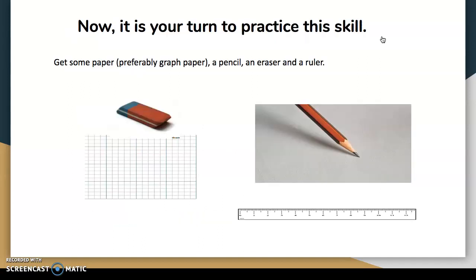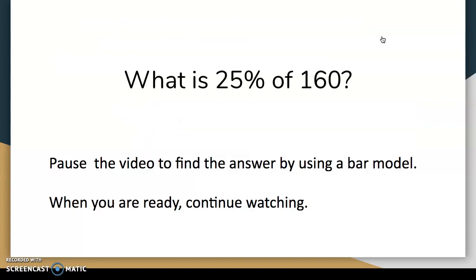Now it is your turn to practice. Please get a ruler, graph paper, pencil, and eraser. What is 25% of 160? Please pause the video to find the answer by using a bar model. When you're ready, continue watching.